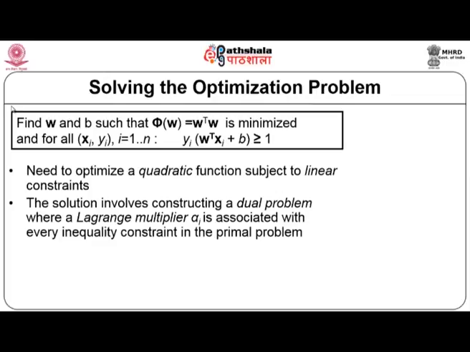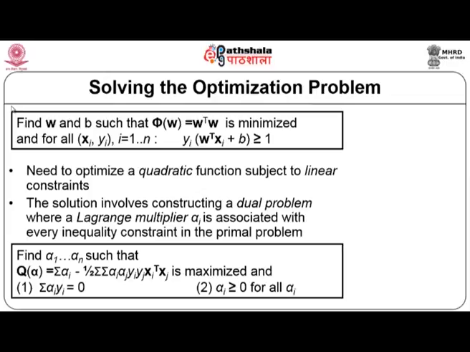The solution actually involves a dual problem, where a Lagrange multiplier alpha is associated with every inequality constraint in the primal problem. We looked at one alpha when we were just talking about the classifier. I ignored it at that point of time and just treated it as a line. So, this alpha, a Lagrange multiplier, comes into the picture. Its job is to take care of the inequality constraint.